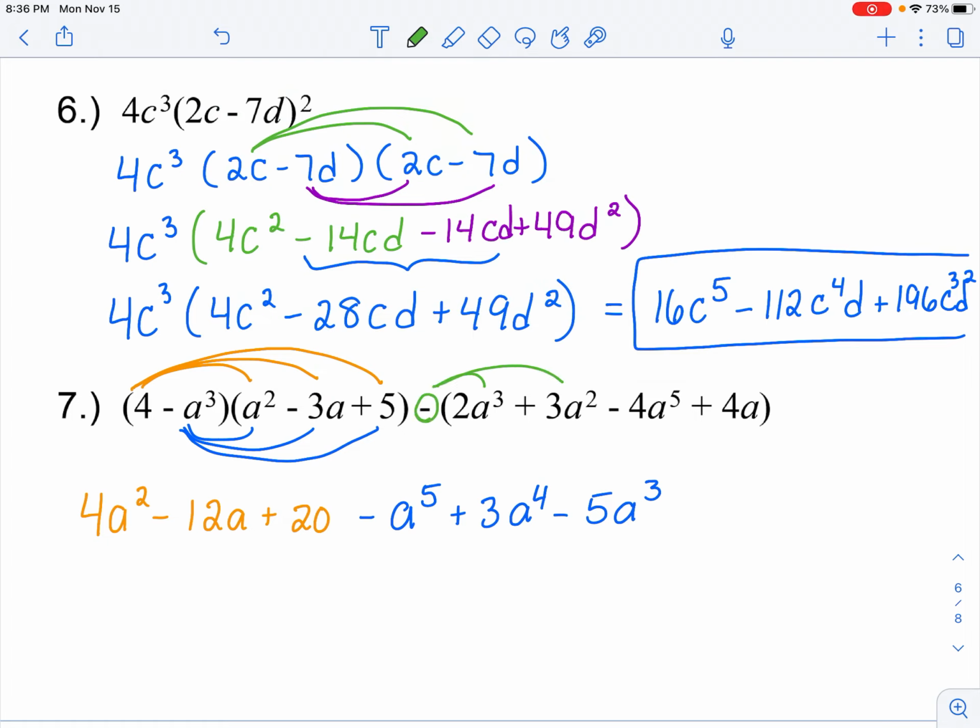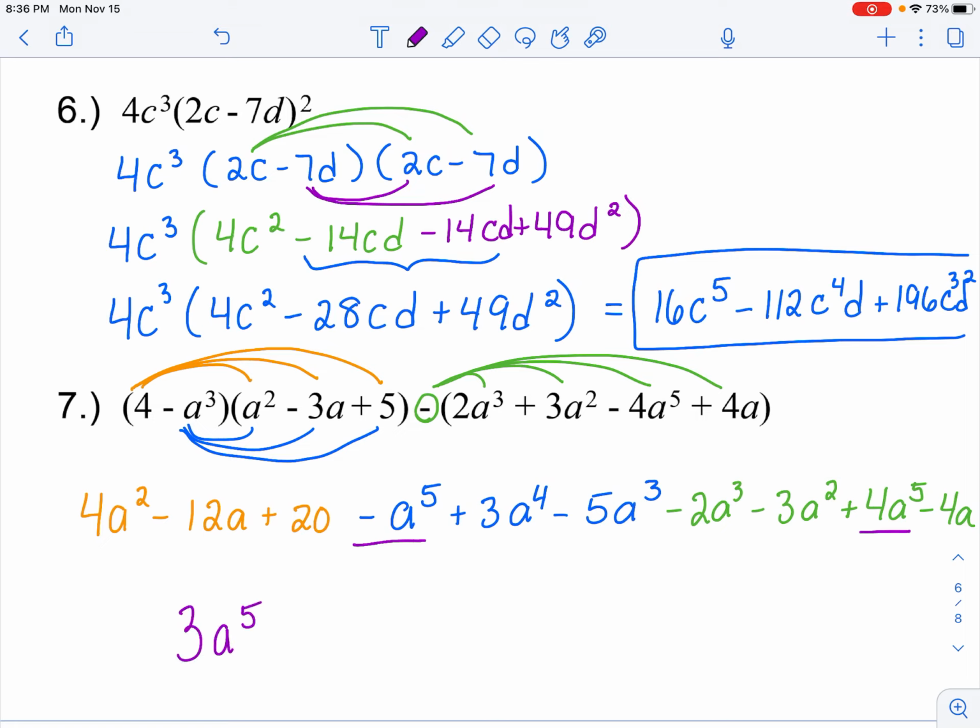Distribute the subtraction sign to everything. It's very easy to forget to distribute a subtraction sign. So now I'm going to have minus 2a cubed minus 3a squared plus 4a to the fifth and minus 4a. All right, and now it's the quest for like terms again. And you want to focus on the highest exponent first. So I see a negative a to the fifth and a 4a to the fifth. Those combine to give me 3a to the fifth.